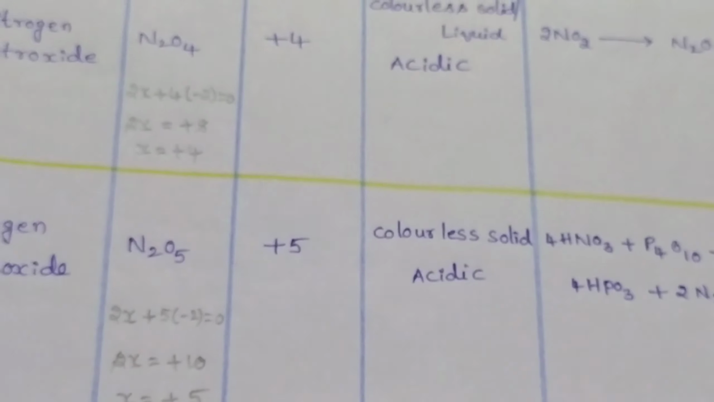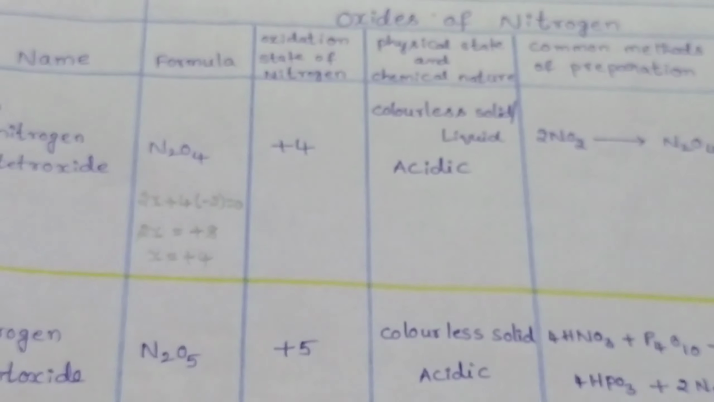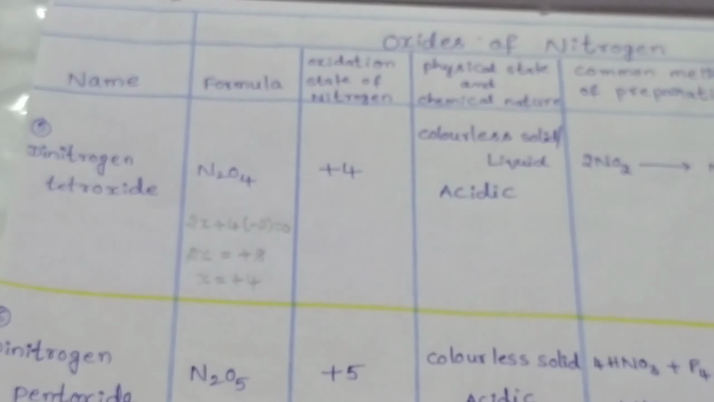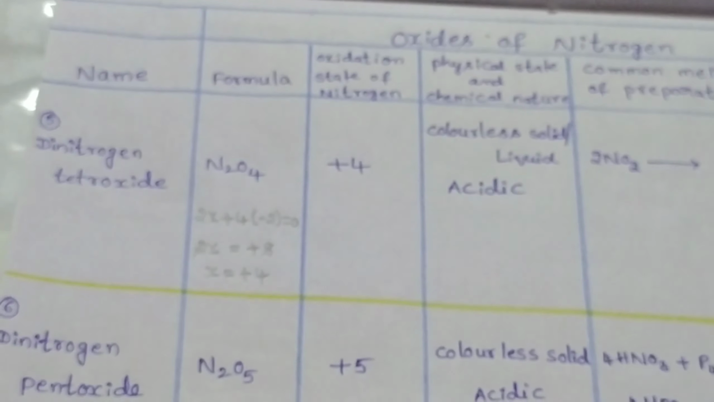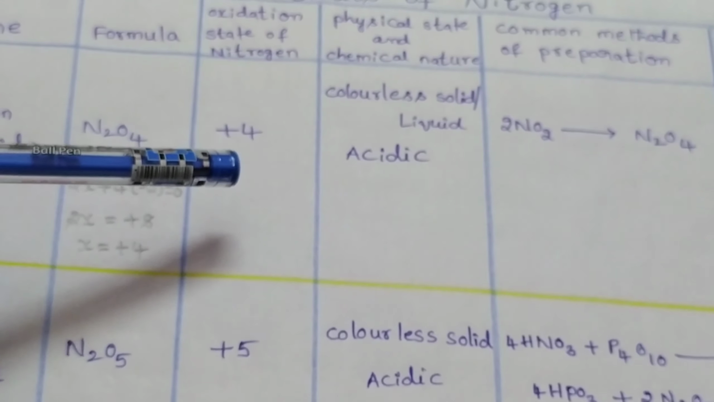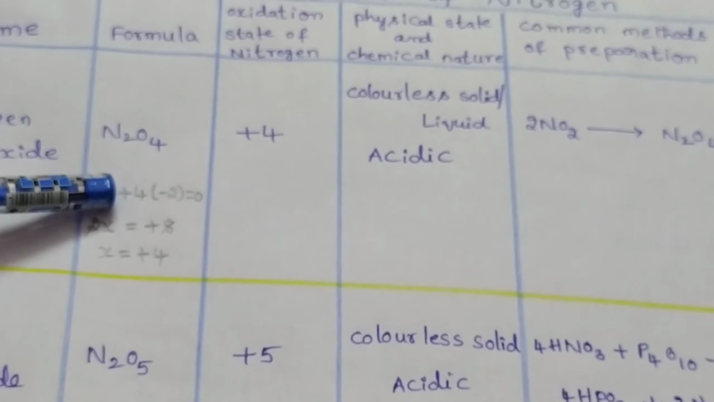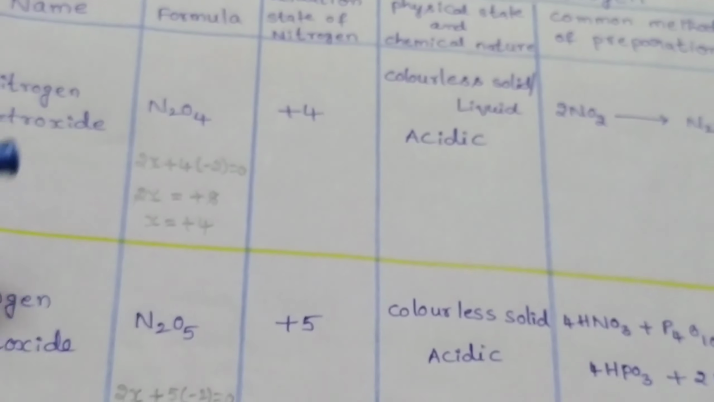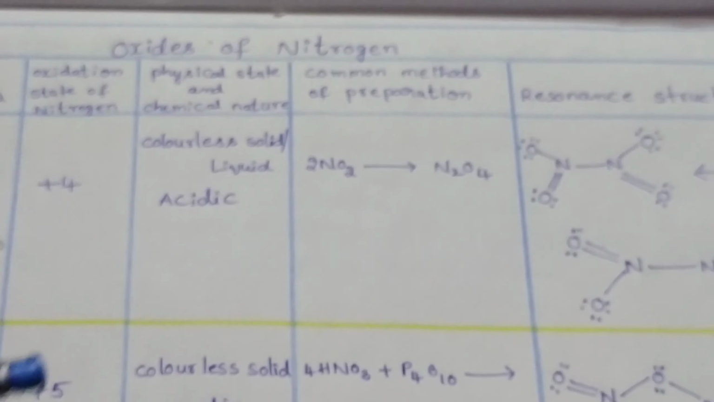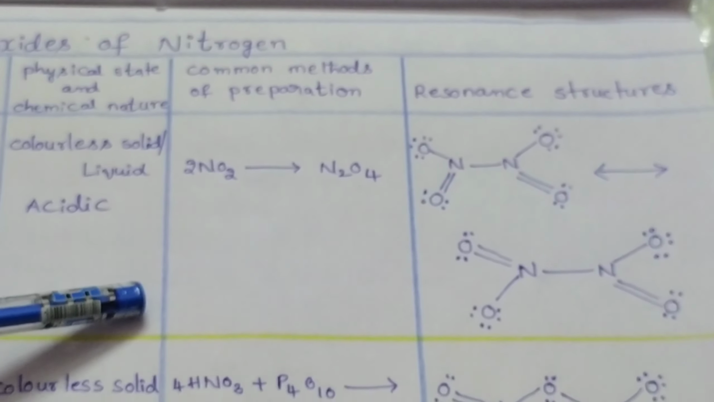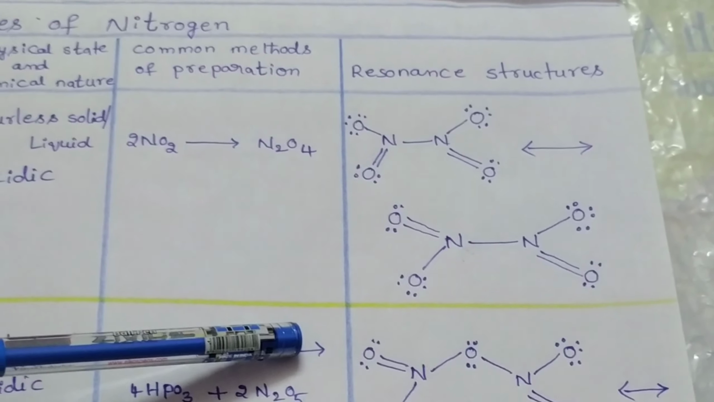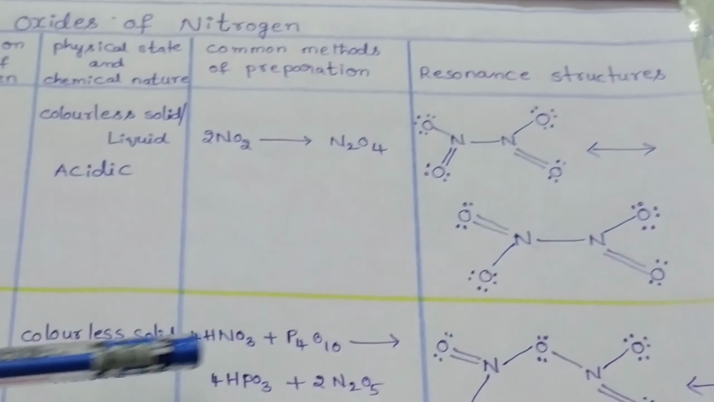In competitive exams, the expected questions are like this. What is the nature of the oxides? What is the oxidation state of any one of the oxides? For any one of the gases, what is the state of these oxides? What is the nature of these oxides? In this way, we can expect questions in competitive exams, or they can also ask about the resonance structures or the preparation methods.